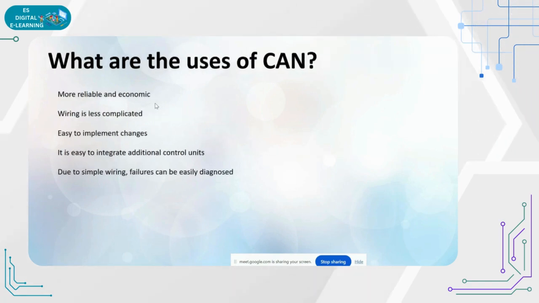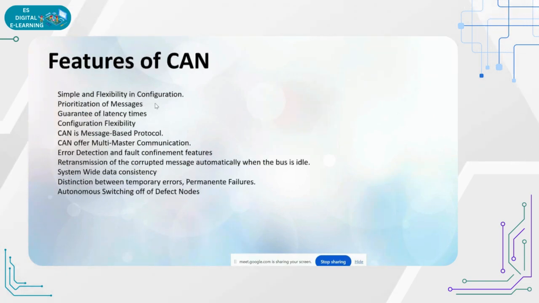Okay, so what are the uses of CAN? It is a wired communication that is reliable and economic. It is low cost and easy to implement, and easy to integrate additional controllers. If any failures occur, with the help of CAN we can easily identify them, like bus errors or related faults. These are some of the main uses of CAN.